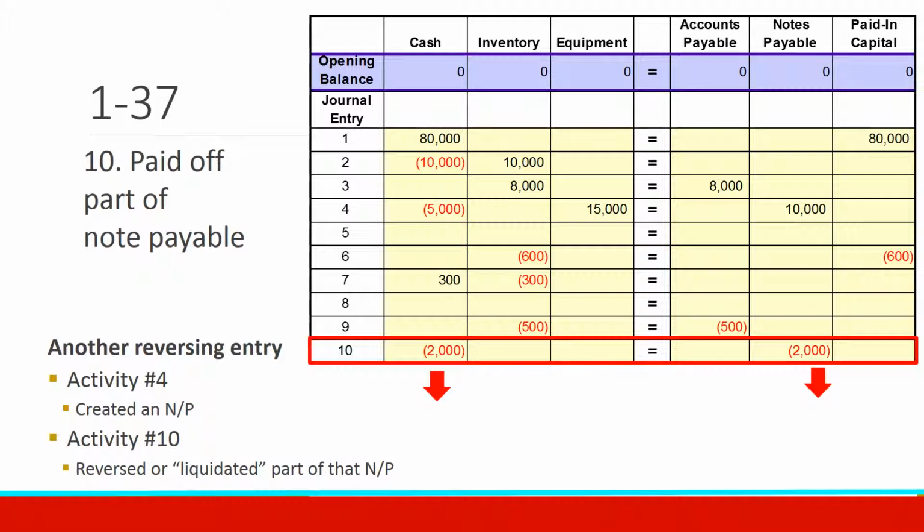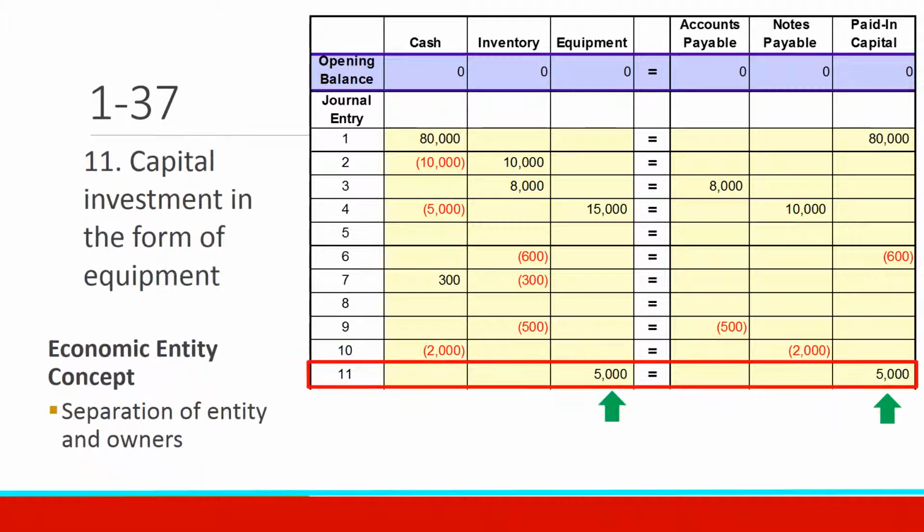In activity number 10, you're going to pay 2,000 euros to pay off part of the promissory note that you provided back when you purchased the equipment. So we're now going to have a second instance of a reversing entry. The note payable was created, a liability of 10,000 euros. Now you're going to pay part of it down, reversing or liquidating part of that note payable. So we'll see a reduction in cash of 2,000 euros as an asset dropping and an offsetting $2,000 reduction in notes payable, which is a liability.